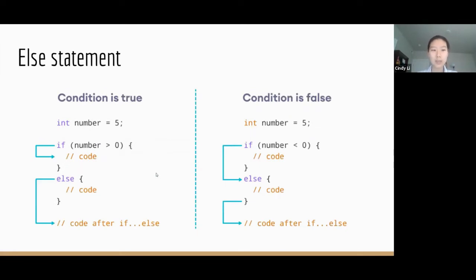Now let's talk about the else statements. The else statements are something that we add on top of the if statements. For if, we simply have if this is true, then you do this. But for else, we add another step to that. If this is true, you do this. If it's not true, you do that. So for example, if number is greater than 0, we do this. If number is not greater than 0, we do this, whatever is in the large braces after else.